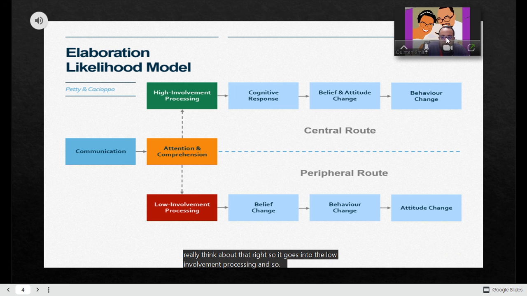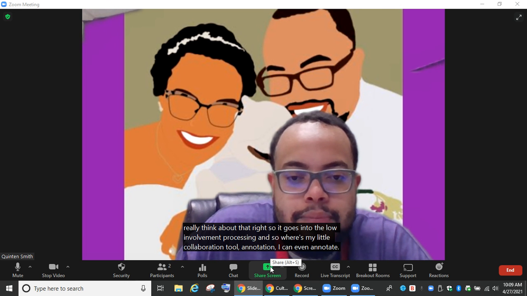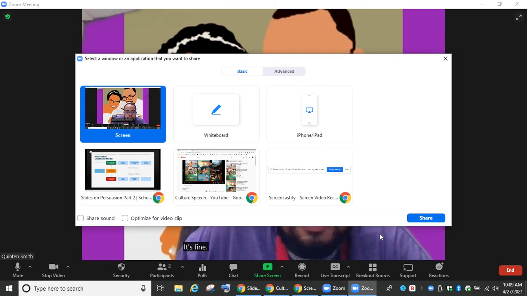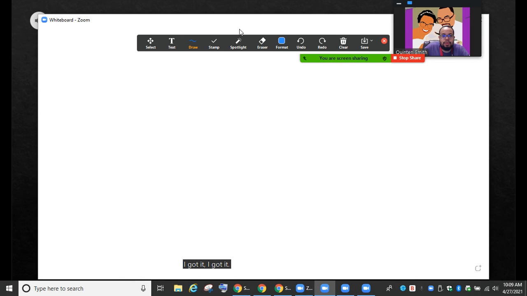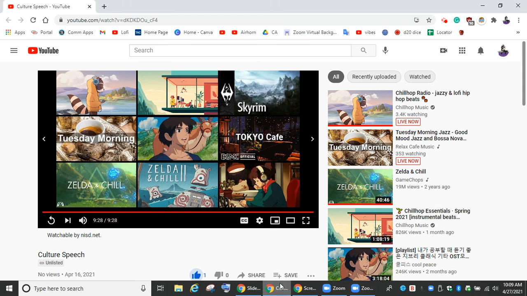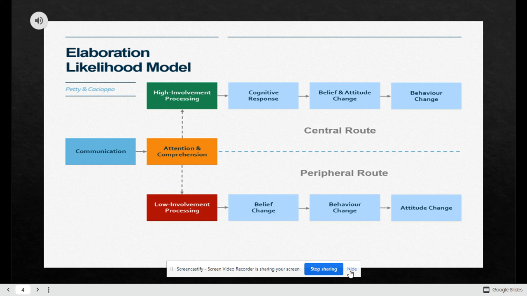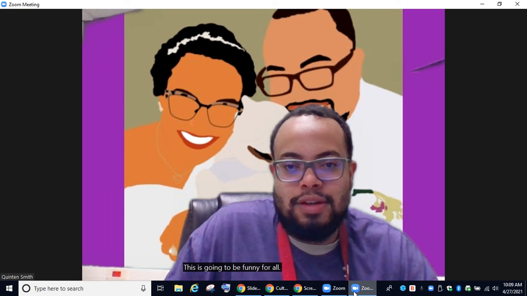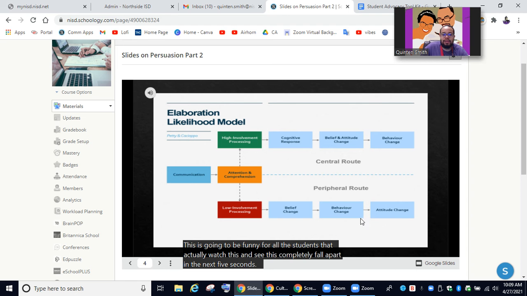And so where's my little elaboration tool, annotation? I can't even annotate. It's fine. I think I can figure it out though. I got it. Okay, let's get rid of that. Never mind. Okay, forget this for a second. All right. Where is me? Nope. This is going to be funny for all the students that actually watch this and see this completely fall apart in the next 5 seconds. Okay, I'm back.